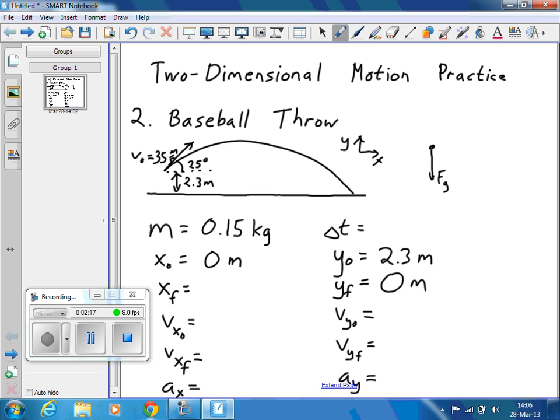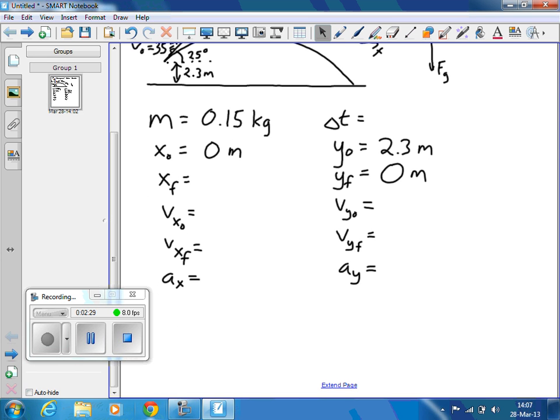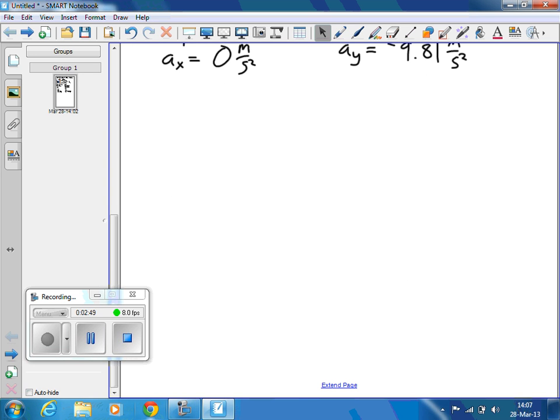The final x position is unknown. The starting and final velocities are also unknown, but we can get those fairly easily, like we did in the last example. And the accelerations are also known. There's no force in the x direction, so the x acceleration is 0 meters per second squared. There's only gravity force in the y direction, so the y acceleration is 9.81 meters per second squared in the negative direction. Now let's go ahead and get those velocity components.